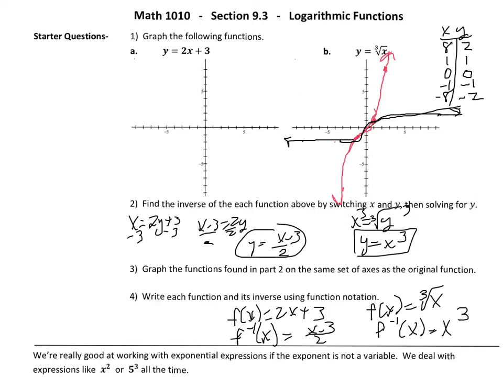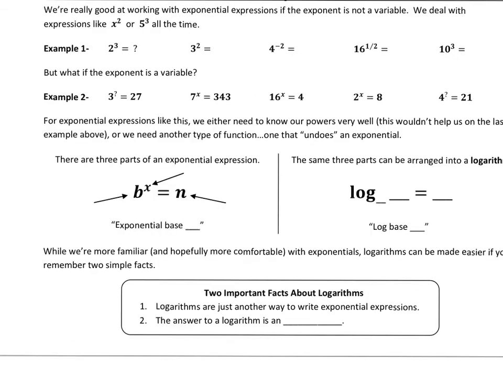Okay, so inverse notation is f to the -1 power, basically. Now that's not a mathematical function, it's just simply a notation. It's a way of writing it, okay? All right, so we're good at working with exponentials if the exponent is not a variable, right?